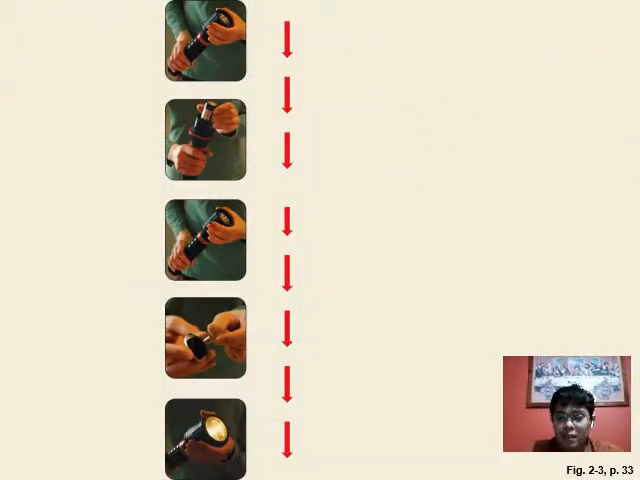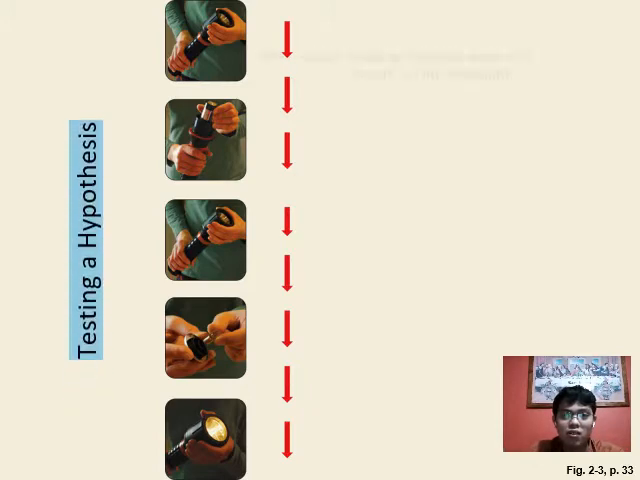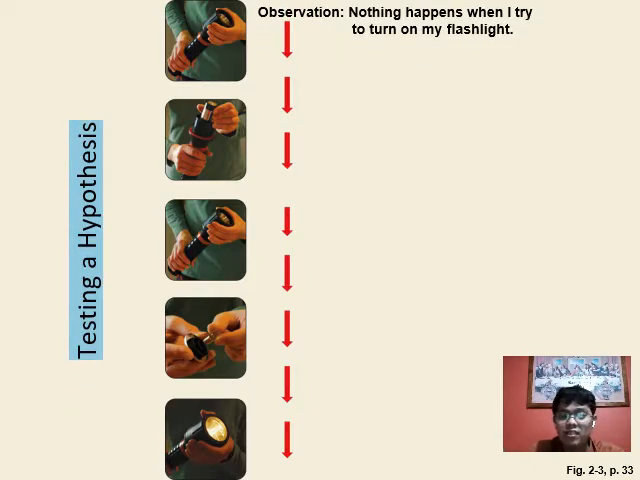Now here's an example of how to test a hypothesis. So the first observation: nothing happens when I try to turn on my flashlight. So what could be the question there? What could be the problem? Why is the flashlight not turning on? So the question is, why didn't the light come on?